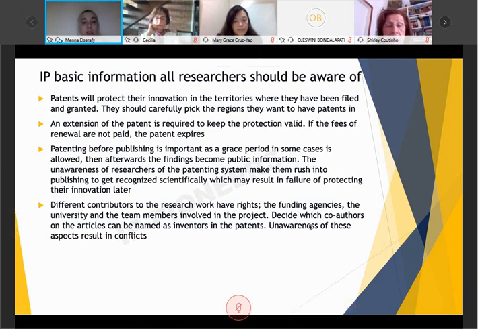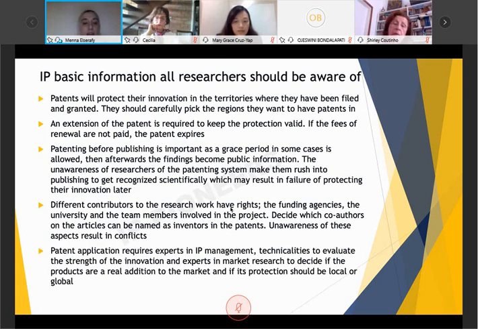And therefore, as I said before, they always have to decide which co-authors on the articles can be named as inventors and which people should stay on the article only. That's why it's always better to file the patent with the innovators, and then afterwards they can publish and add other co-authors. Unawareness of this point is really a reason behind so many conflicts in academia.